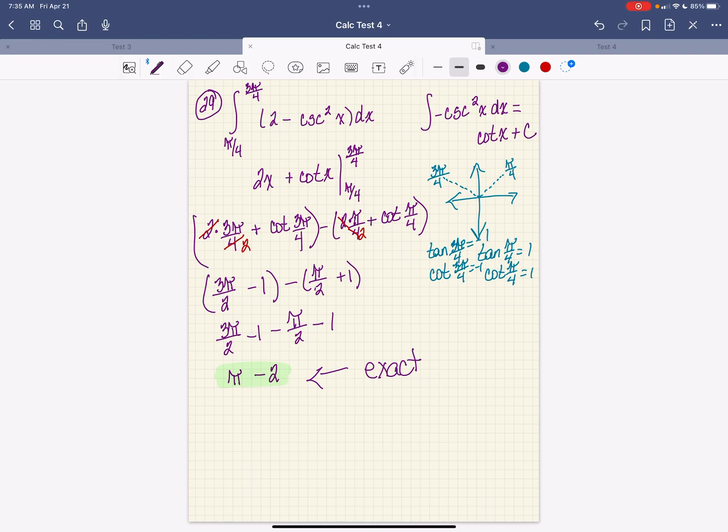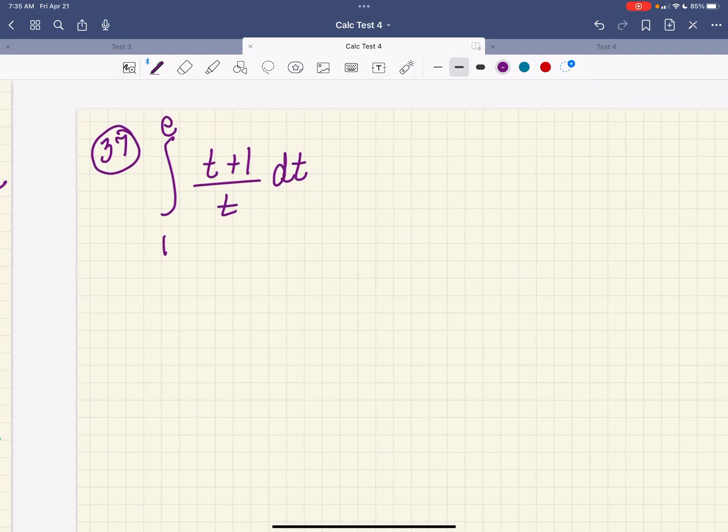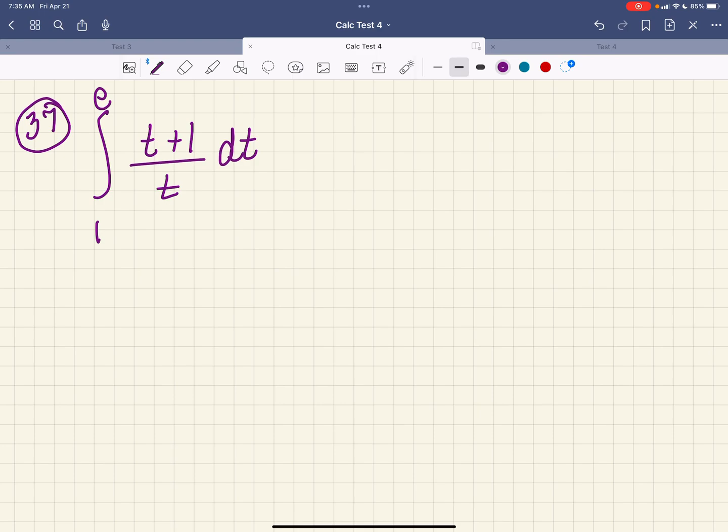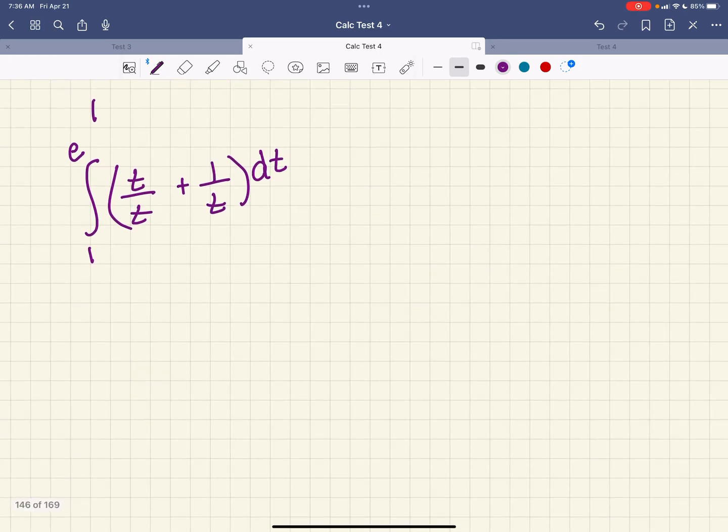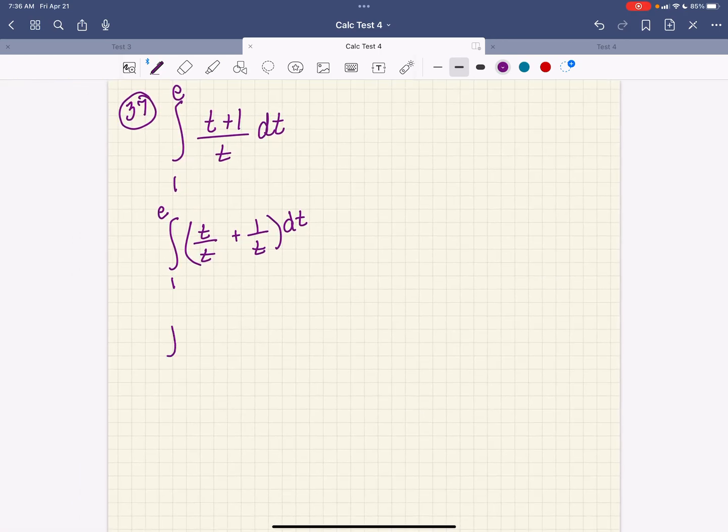Number 37. Sometimes with this one, students forget that they can do the rewrite. Okay, so don't forget you can do a rewrite here. And that's what we want to do before we do anything else, is a rewrite. So I'm going from 1 to e. And remember, e is a constant just like pi. Okay, so then I have t over t plus 1 over t dt. Okay, t over t is just 1. And then I have 1 over t dt.